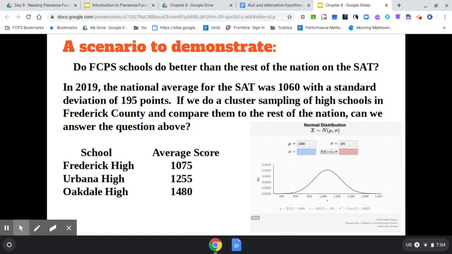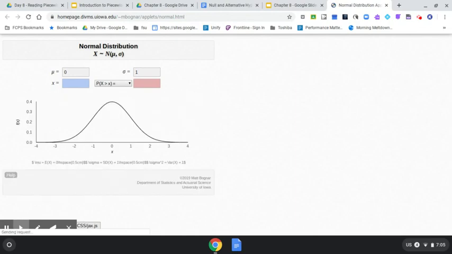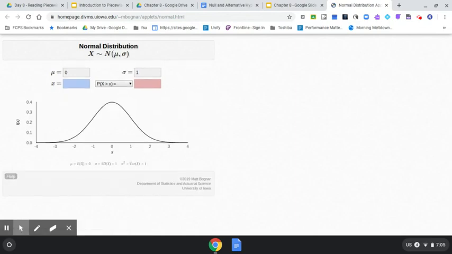All right, so we have 3 schools here, Frederick High, Urbana High, and Oakdale High. And we're going to see just how common their score is if we compare it to the rest of the nation. I'm going to be using this normal curve applet to demonstrate the distribution and also to find the probability of those values.